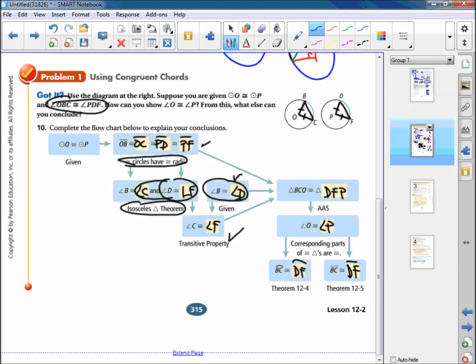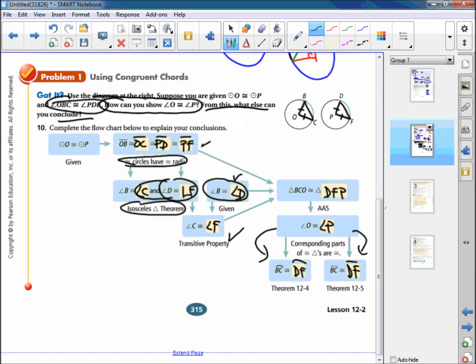Okay, so first up, what were we asked to do? How can we show that angle O and P are the same? Well, we have to show that they have congruent triangles first, okay? And then we can prove that central angles are the same. And then once we have central angles the same, we can prove, from this, what else can you conclude? We can prove that the arcs and the chords are also the same.